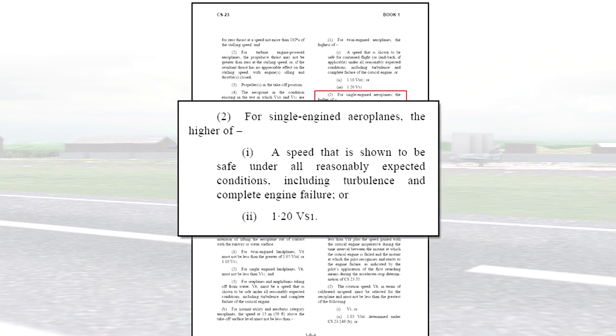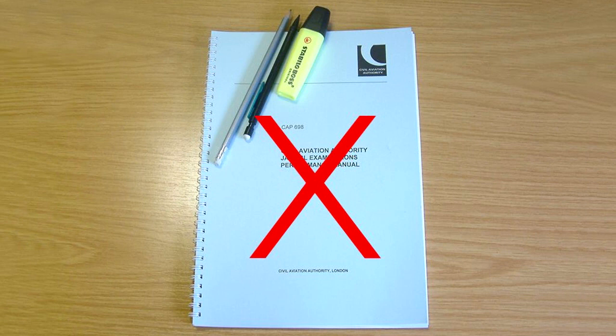The second of the certification specifications concerns the speed of the aeroplane at the screen height. The specifications state that the speed at 15 meters, or 50 feet above the takeoff surface, must be more than the higher of a speed that is safe under all reasonably expected conditions, or 1.2 VS1. You will recall from an earlier lesson that the speed that must be obtained at the screen height is commonly referred to as the takeoff safety speed. The certification regulations about VR and the takeoff safety speed are not found in CAP 698 and therefore must be committed to memory.